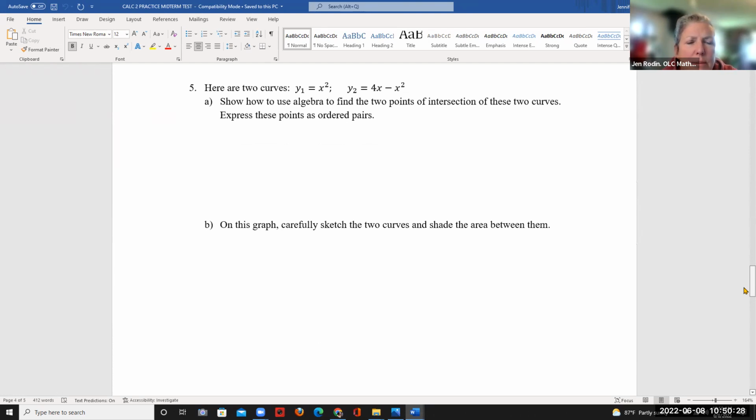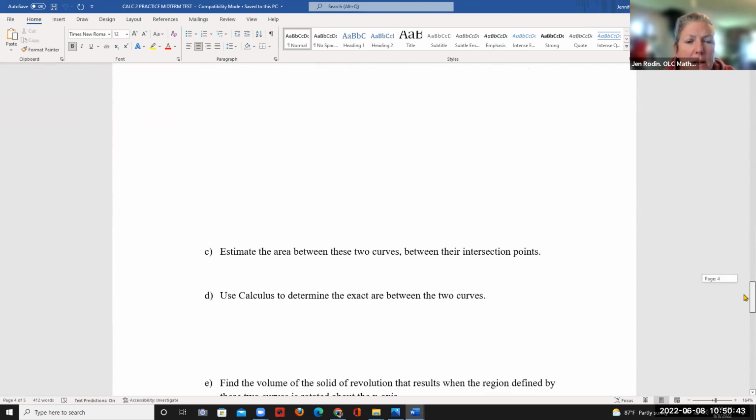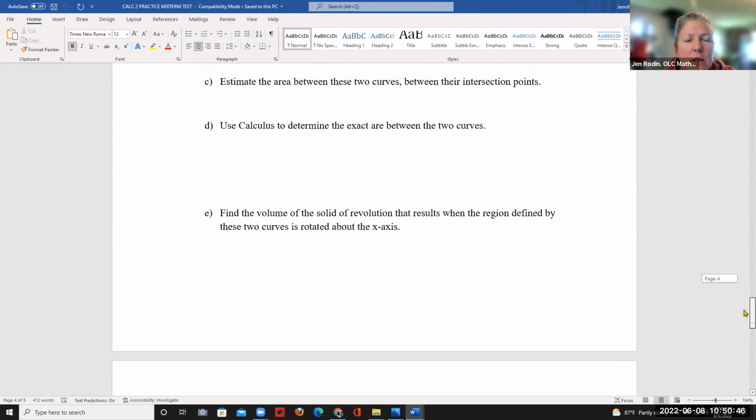So these two, we might have even done this one today. Find the 2 points of intersection where the curves intersect, and then sketch the curves and shade the area between them. So we've just been doing that this week. And then estimate the area using length times width or whatever shape it looks like to you, circle. And then determine the exact area between the curves using our integration method. And then find the volume of the solid that results when the region rotates about the x-axis.